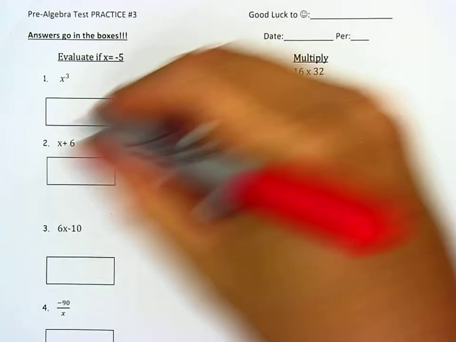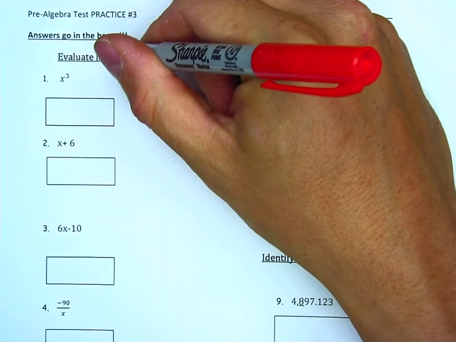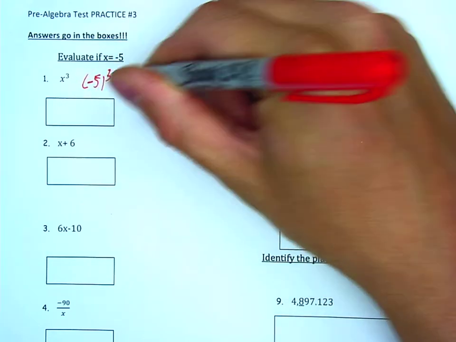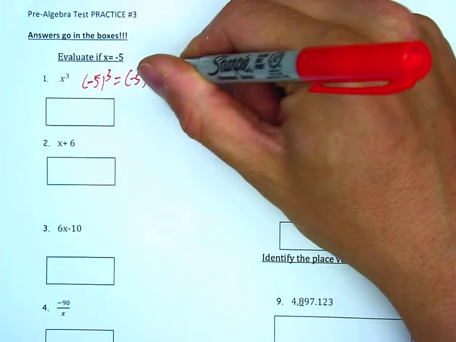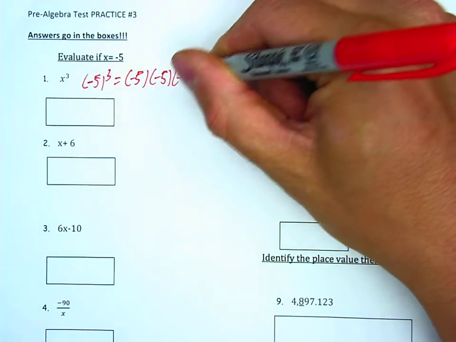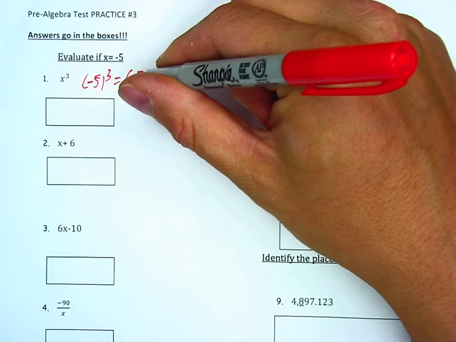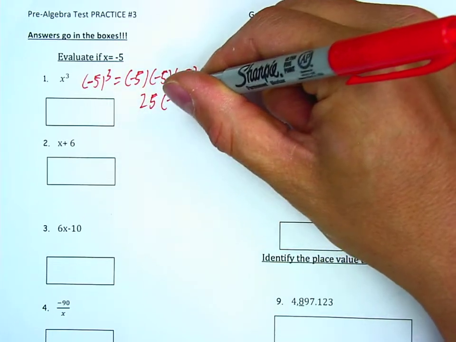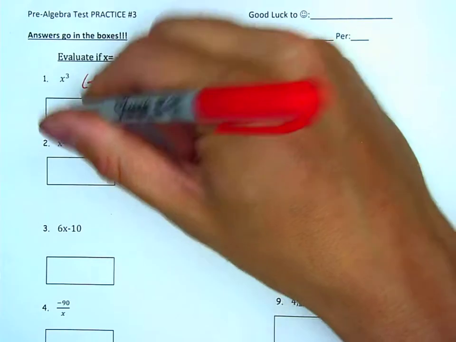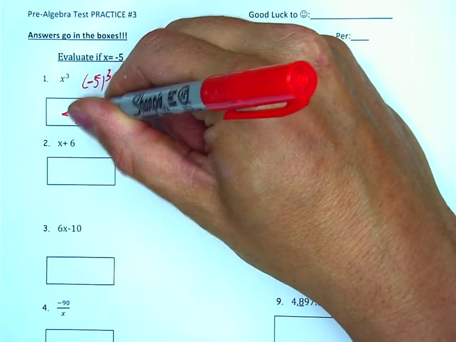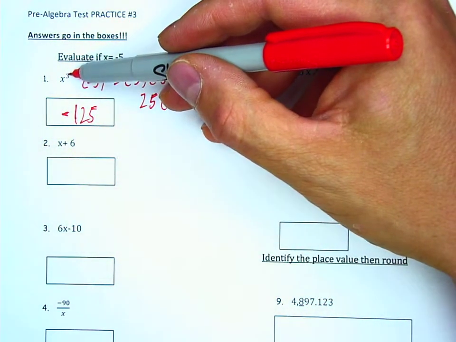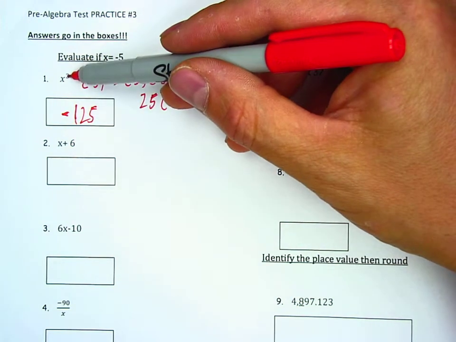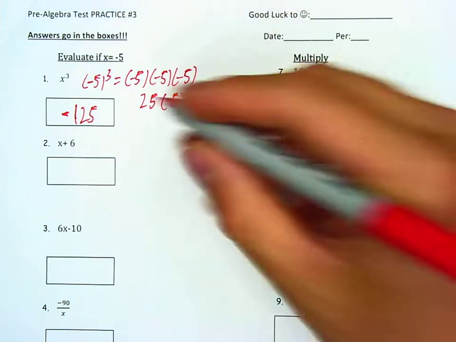Let's begin. Question 1. Evaluate if x is -5. So this will be -5 to the third, which is the same as doing -5 times itself 3 times. So -5 times -5 is 25, and 25 times -5 is -125. As we discussed in class, when we have an odd exponent, a negative base will stay negative. But if it's an even exponent, it will become positive.